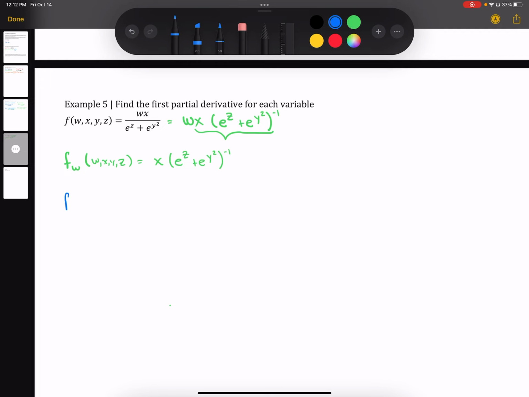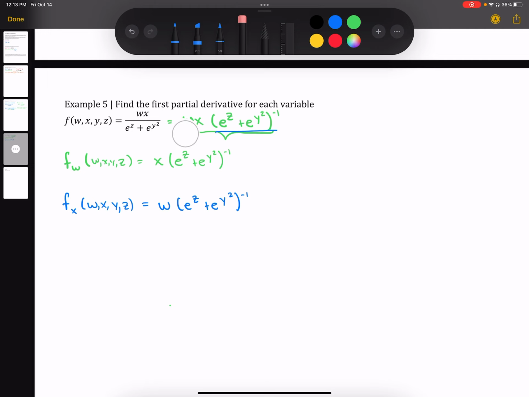And then our fx of w, x, y, z is basically the same thing, but this time w times e to the z plus e to the y squared to the negative 1 is the constant. So the derivative of x is 1. We multiply by the constant, so that's going to give us w times e to the z plus e to the y squared to the negative 1 power.